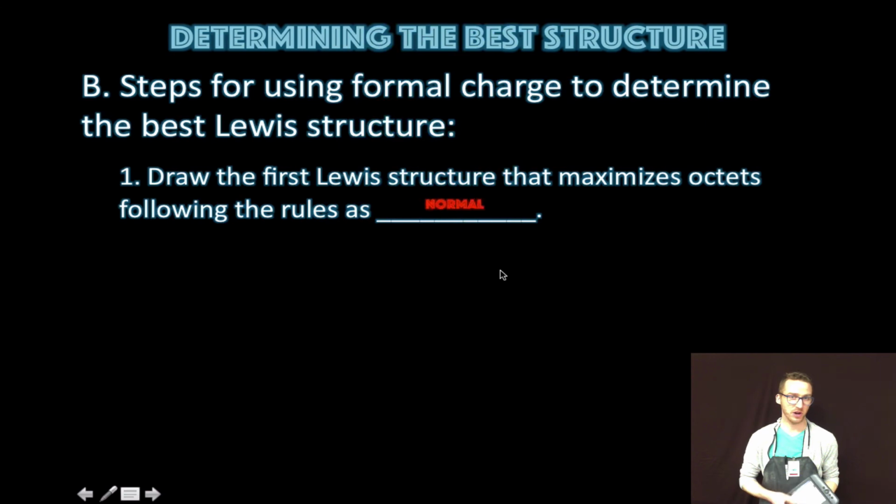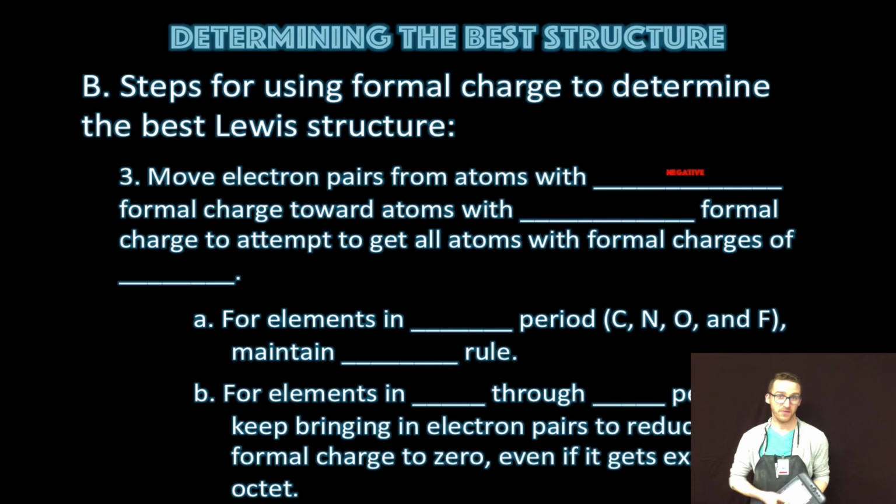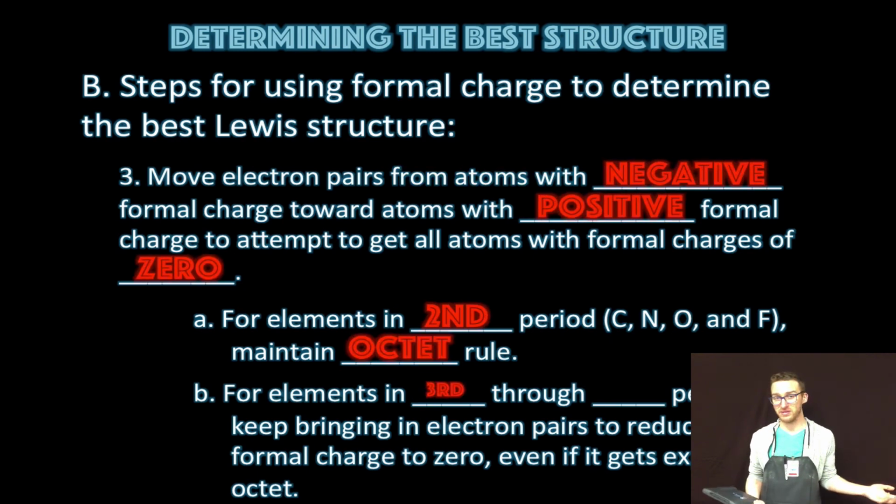If you're going to use formal charge, just draw the Lewis structure that you normally would draw. Then, assign formal charges as we just discussed. Figure out the number of valence electrons in each atom, subtract from that the number of lone electrons, and half the number of bonded electrons. And then finally, just move electron pairs around. It takes a little bit of practice, but it becomes fairly easy. Generally, it's a good idea to move electron pairs from atoms with negative formal charge towards atoms with positive formal charges. Again, our goal is to get as many atoms, if not all of them, to have formal charges of 0. And moving electron pairs from atoms with negative formal charge to positive formal charge will do that.